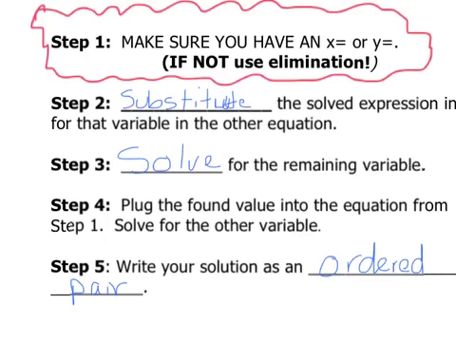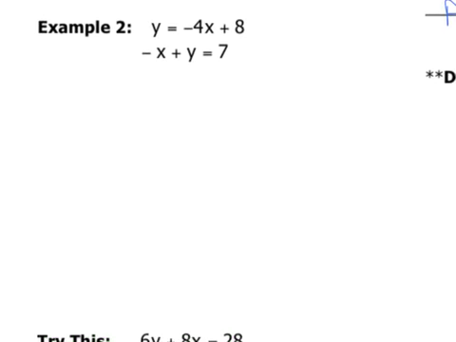Example 2, do you see what you want to see? Do you see an x equals or a y equals on example 2? Yes, you do. Which one is it this time? It's y equals on top. So I am going to take what y equals, that's the negative 4x plus 8, and it goes in for y, right? Because it's y equals. So all I'm doing now is copying the bottom problem but plugging the stuff in for y. So I have negative x plus, and this is where my stuff goes in for y, negative 4x plus 8, and then just finish out the problem, equals 7.